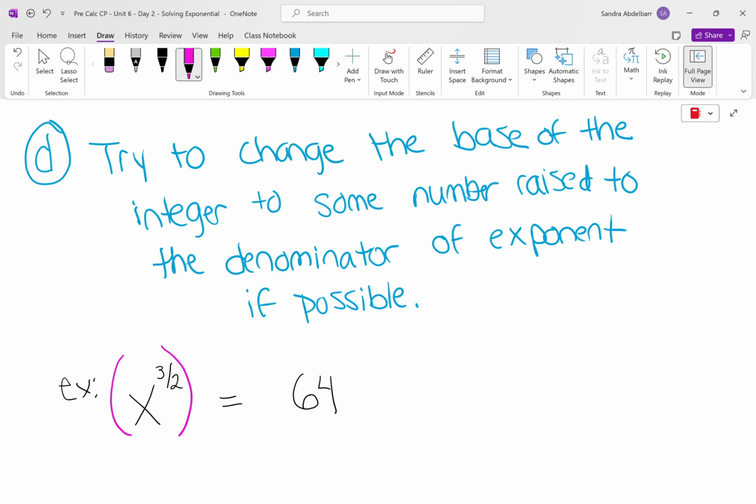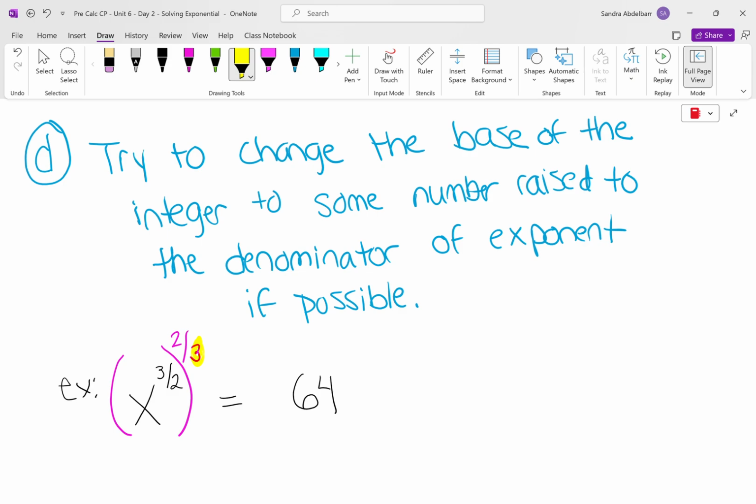Okay, so if we're solving this, we need to get the exponent on x to be 1. We need to get x all by itself. So my directions to you were to raise it to the reciprocal. What is the reciprocal of 3 over 2? 2 over 3.